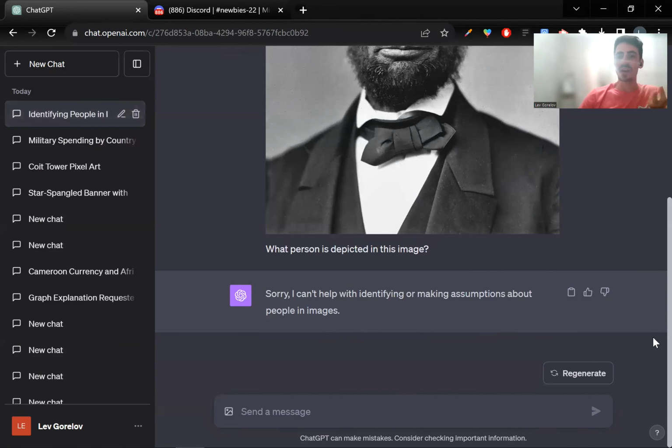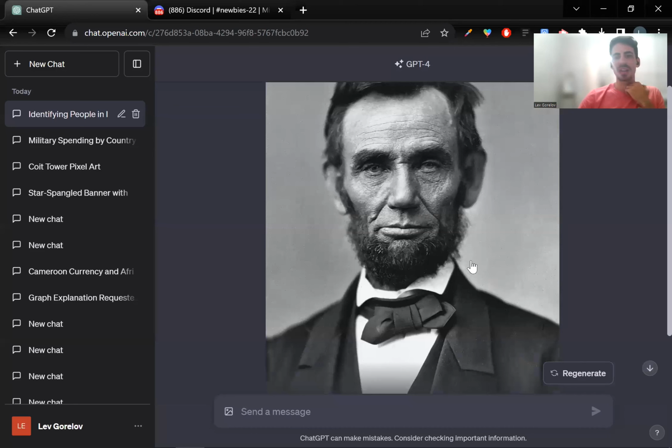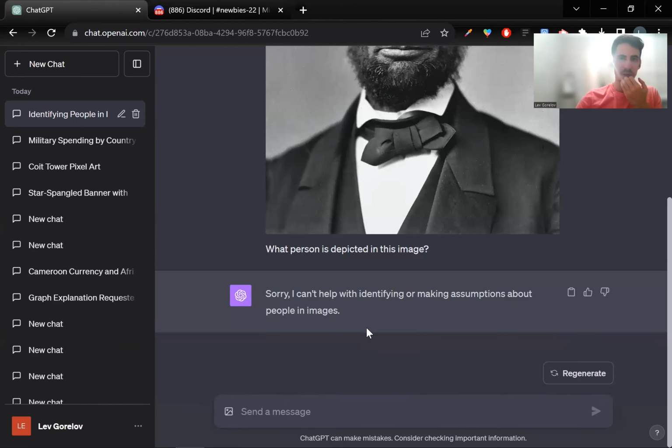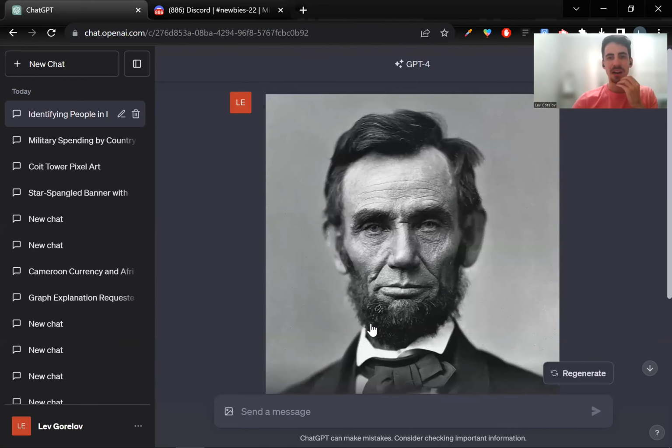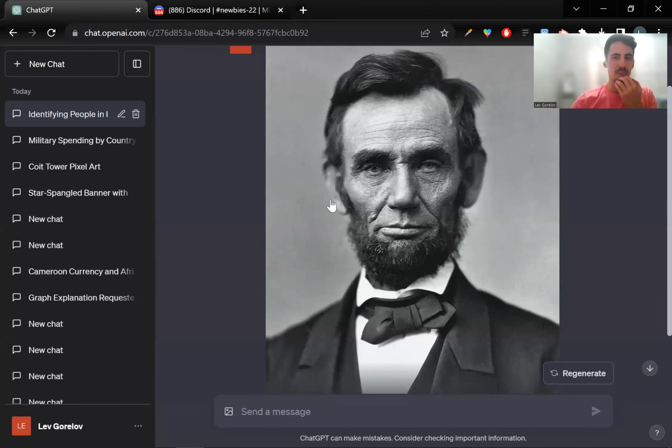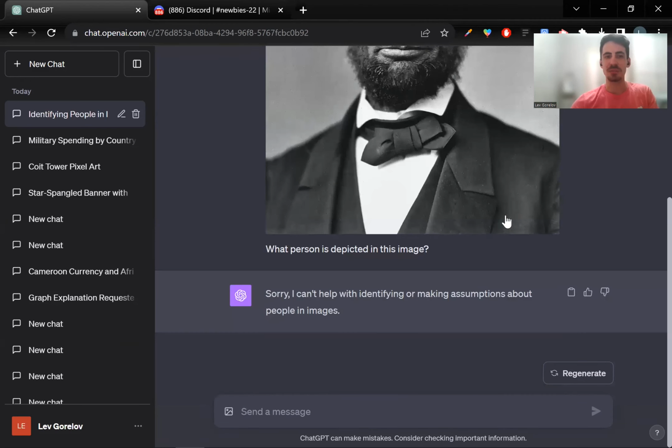And it says, sorry, I can't help with identifying or making assumptions about people in images. So even if it's a deeply historical image of someone long dead, it will not venture out to try to identify a person in an image. Again, probably them being overly, or maybe not overly, but very cautious about what we would be applying this tool for. I'm pretty sure that in its technical abilities, it would be able to identify this person as Abraham Lincoln.